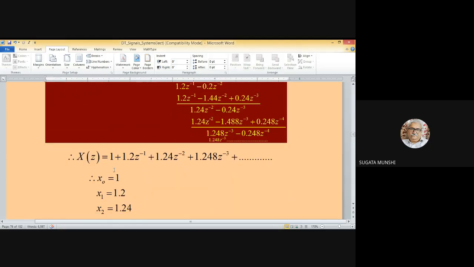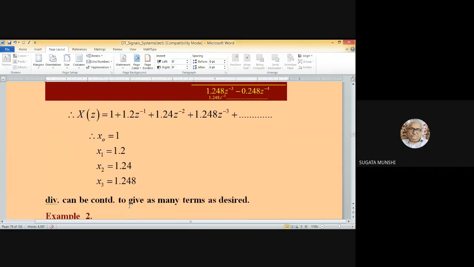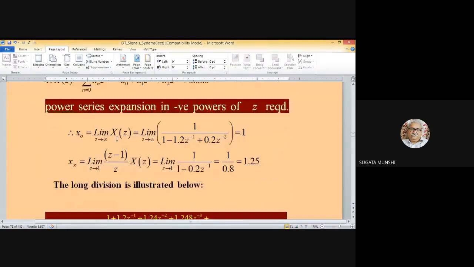So x0 is 1, x1 is 1.2, x2 is 1.24, x3 is 1.248 in this way. Now, according to your requirement, you can go on generating more and more terms. All right. What I would like to point out here is that just see x0 is coming out as 1, that is in conformity with what we have observed on applying the initial value theorem.